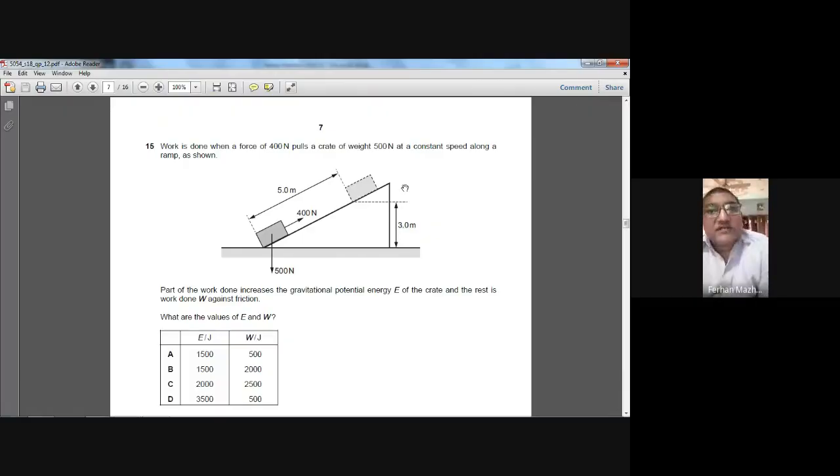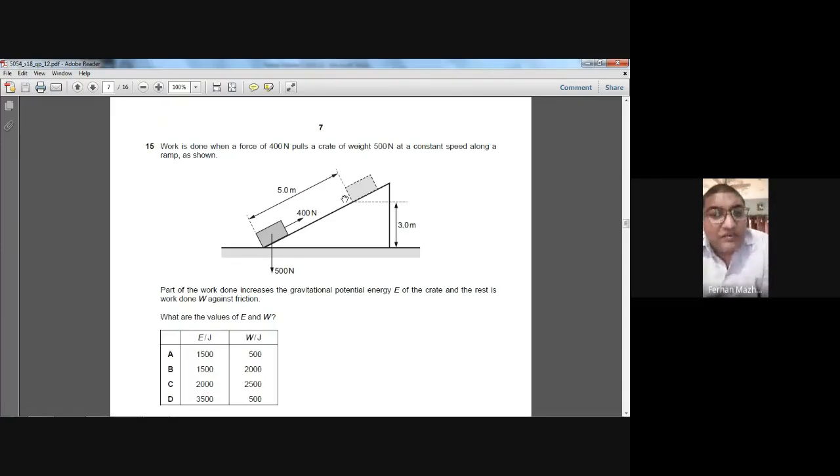Then his question is, what is the work done against the friction? So the gain in the potential energy is 1500. You know, here you applied 400 Newton force and the body traveled a distance of 5 meters. So how much work is done by the applied force? That will be 400 multiply 5. It will be 2000 joules work done by that force.